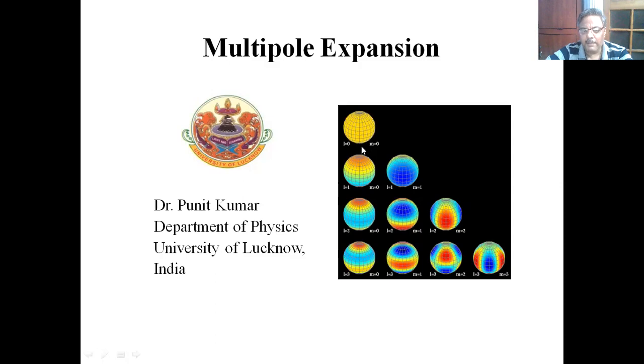L equal to 0 and M equal to 0 represents a monopole. L equal to 1 represents a dipole. L equal to 2 represents a quadrupole, and an octopole and so on. So this is basically a simulation diagram, and the colors represent the intensity of the fields.